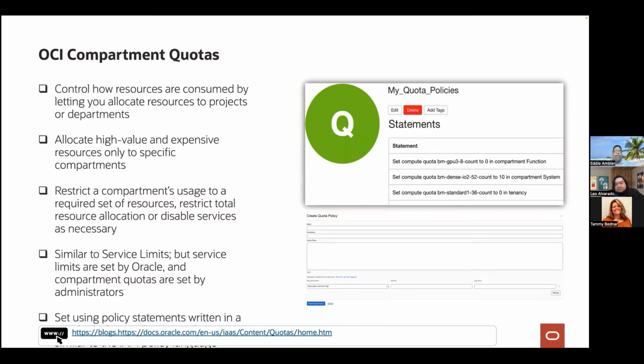So again, restricting the total resource allocation, and just like you can give a quota on a resource, you can disable quota on a service as well. So again, similar to service limits, but service limits are set by Oracle at the tenancy level, and compartment quotas are set by the administrators.